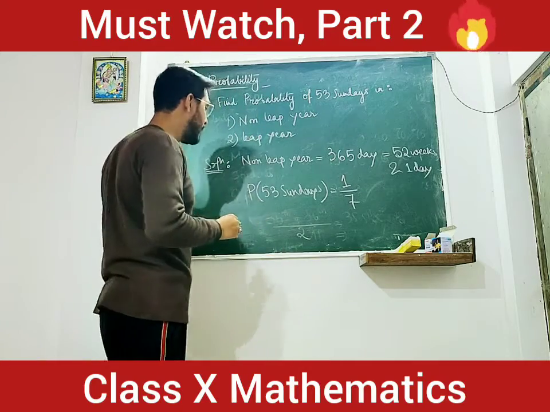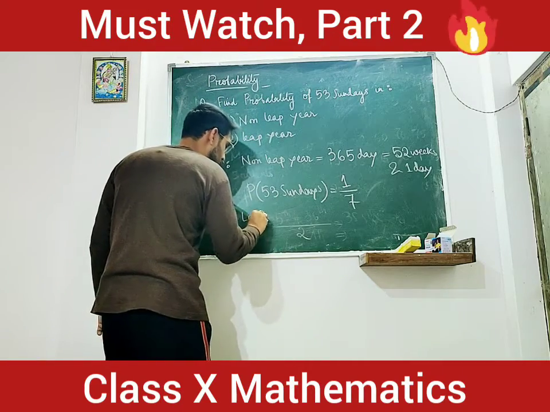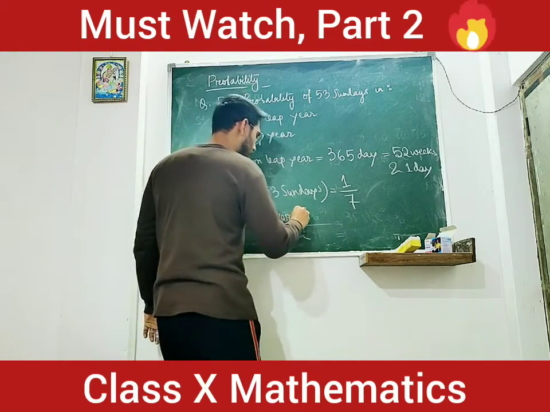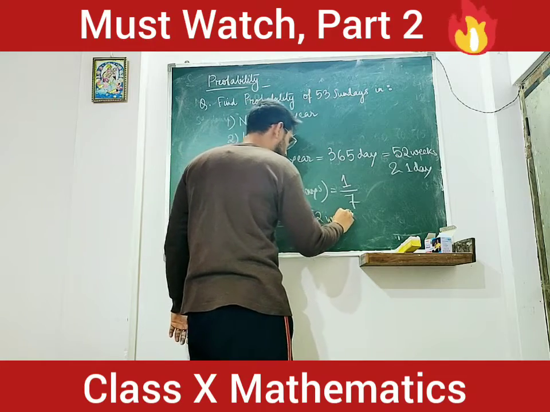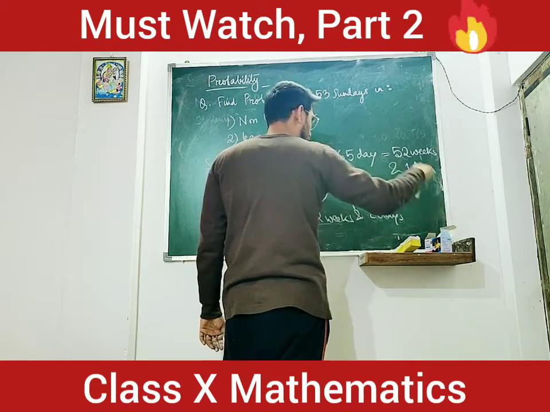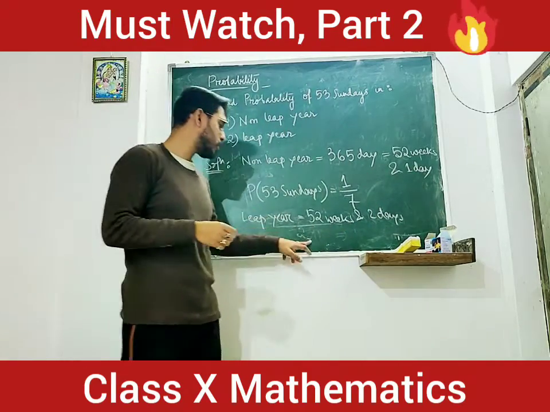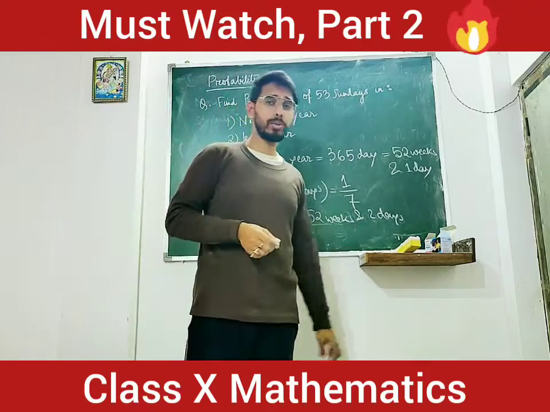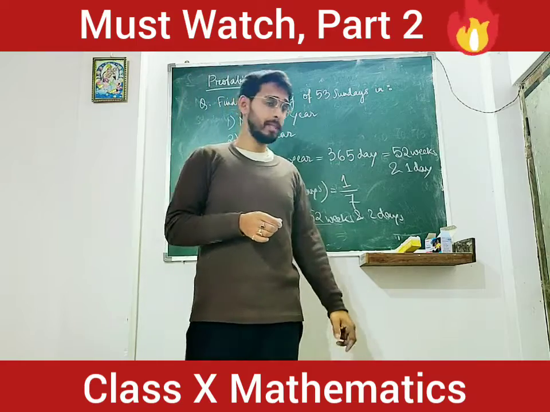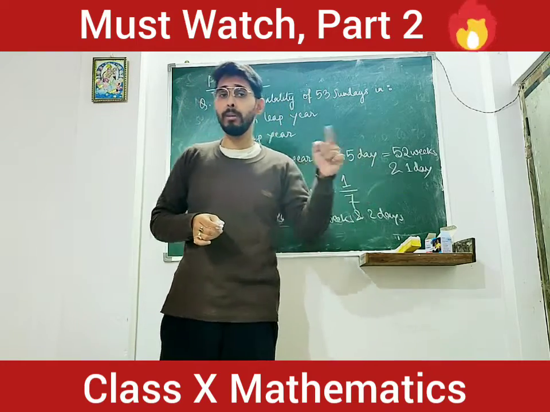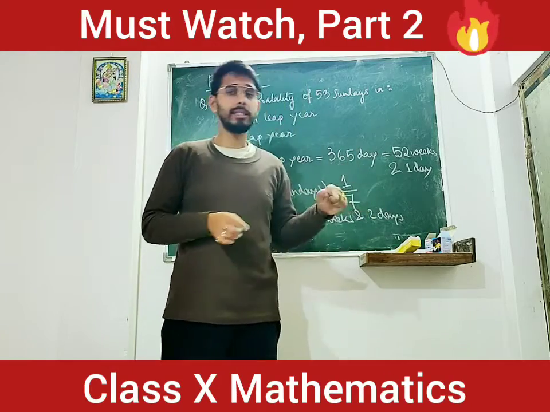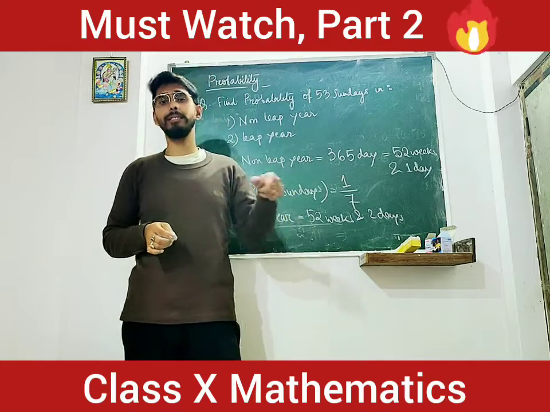Now let us take the case of a leap year. Again the same situation, we have got 52 weeks and 2 days. 52 weeks will have 52 Sundays. Now the last 2 days can be anything but will be consecutive. If we start with Sunday, it will be Sunday, Monday, then Monday, Tuesday, then Tuesday, Wednesday, then Wednesday, Thursday, then Thursday, Friday, then Friday, Saturday, and Saturday, Sunday.